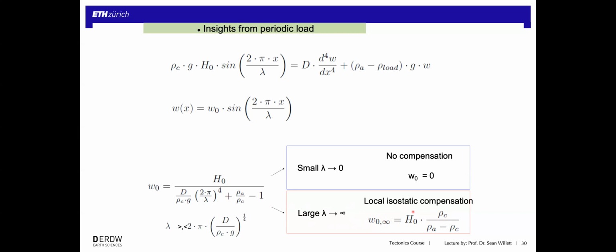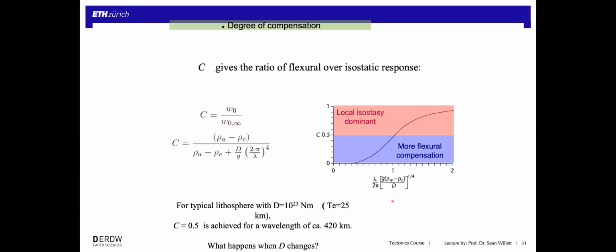And that again kind of makes sense in that a very, very long load is not going to have an edge effect. There, we're not going to see this kind of flexural effect. And so we can express that in terms of a ratio of this flexural to isostatic response. So what is the W naught compared to the local isostasy? When that goes to 1, that means it's fully locally compensated. When it's 0, then there's no compensation. And where the flexure is important then is in this region right here.